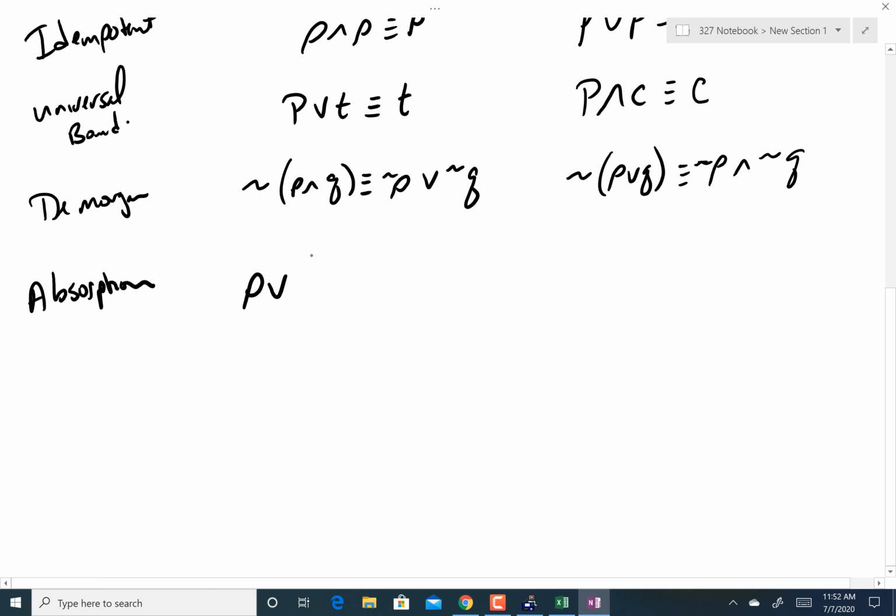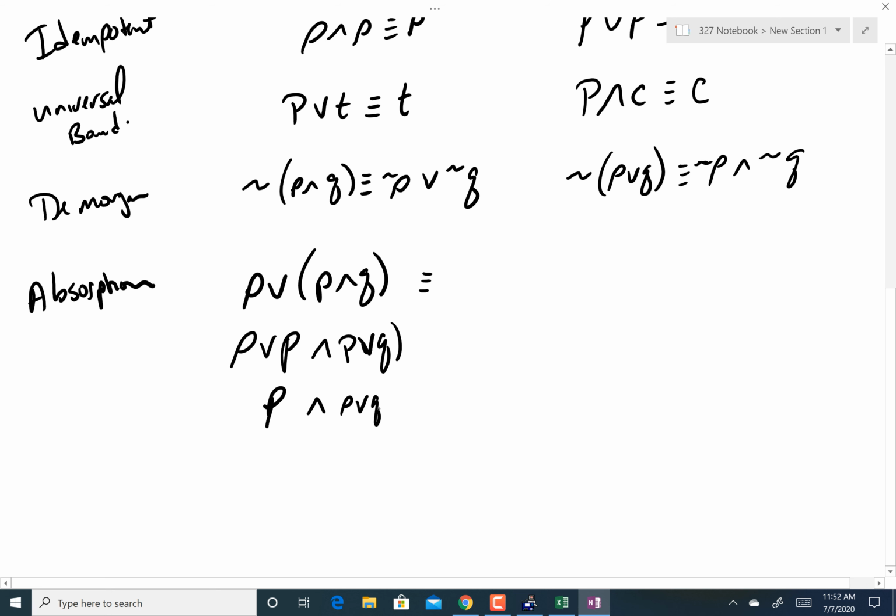Absorption: P or (P and Q). If you do P and Q, where do they overlap? They have some overlap, that's great. So when you put them together, think about what's going to happen. If you distribute this, you're going to get P or P by the idempotent, that's P, obviously, and P or Q. So where do these guys overlap with one another here? P and (P or Q), you're going to get just P. Let me see if I can draw that picture out here.